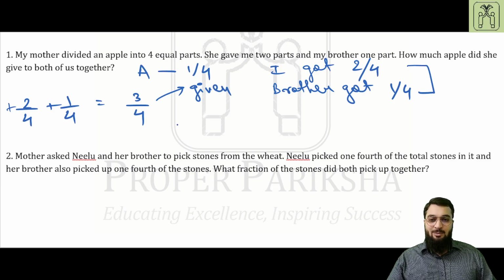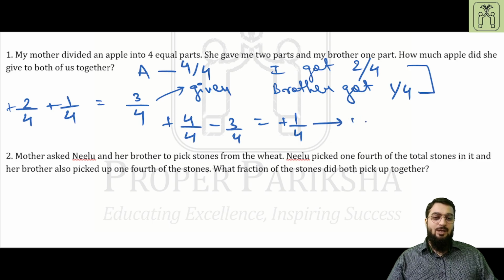And how much is remaining? That will be 4 upon 4 minus 3 upon 4, and this will give you the same denominator. So 4 minus 3 will give you plus 1 by 4 of an apple, and that is remaining. So this is the apple that is remaining with the mother.